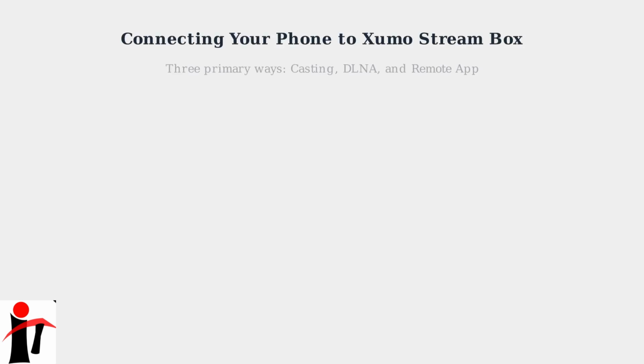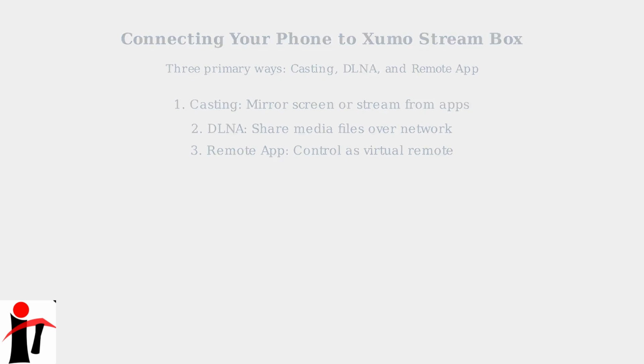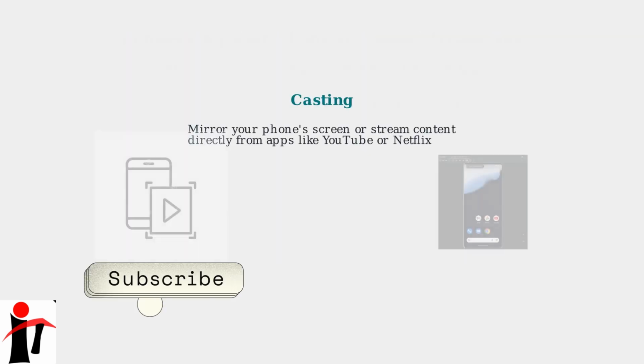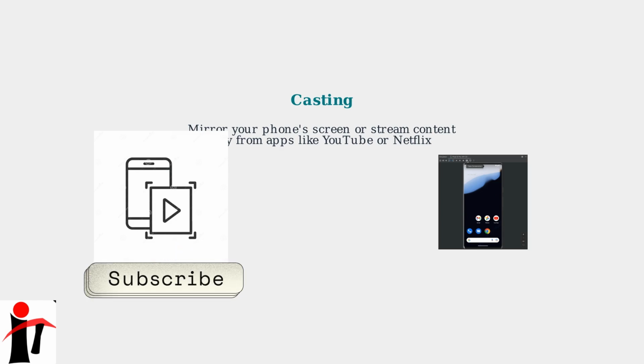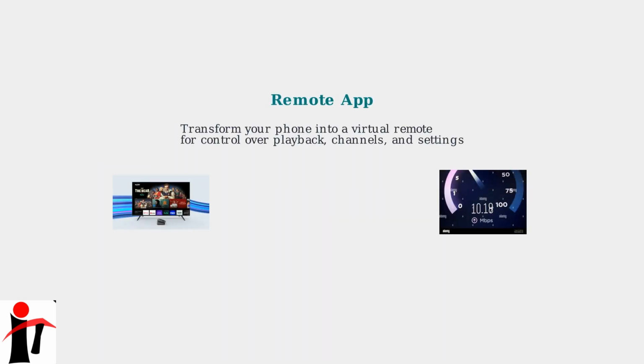You can connect your phone to the Xumo Stream Box in three primary ways: casting, DLNA, and using the remote app. Casting allows you to mirror your phone's screen or stream content directly from apps like YouTube or Netflix. DLNA enables you to share media files like videos and photos from your phone to the Xumo box over your local network. The remote app transforms your phone into a virtual remote, giving you control over playback, channels, and settings.